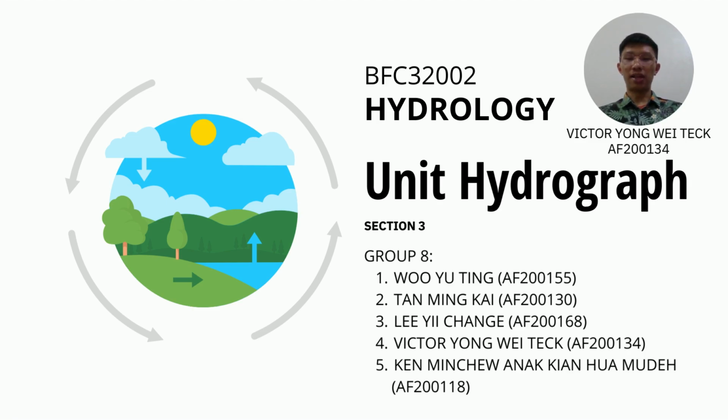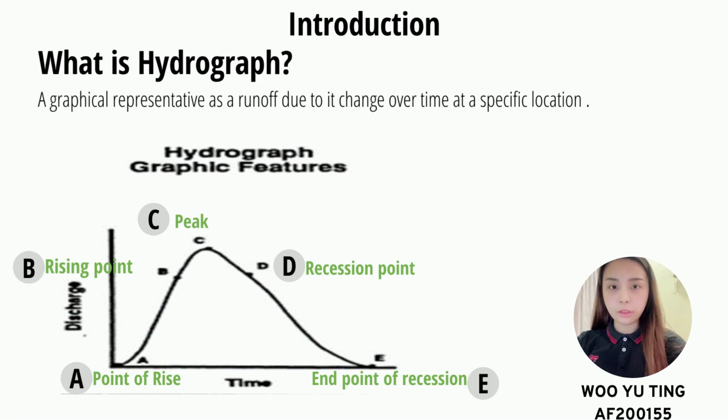We are from Group 8, Section 3 for the subject Hydrology. Our project title is about hydrology methods and the subtitle is Unit Hydrograph. Our group members consist of Wu Yuting, Tan Min Kai, Lee Change, Victor Yong Wei Tek, and Ken Min Chu. My name is Wu Yuting with matric number F200155.